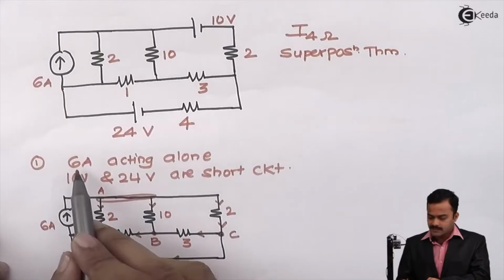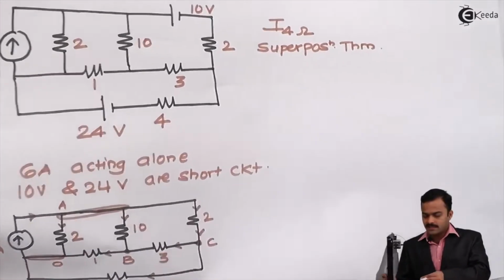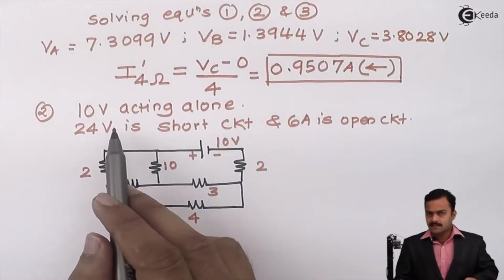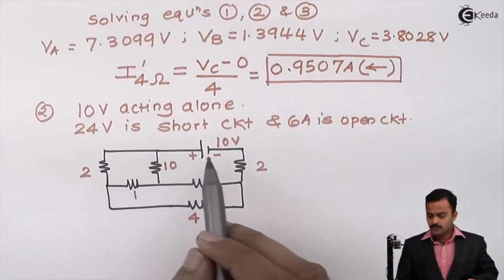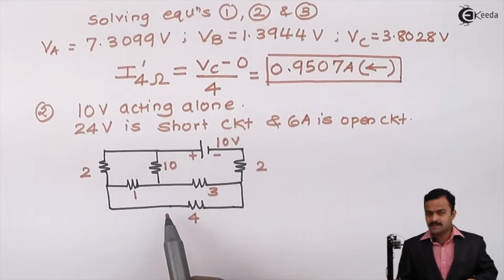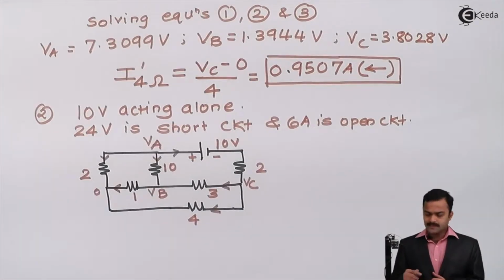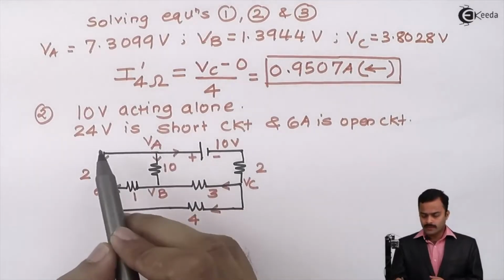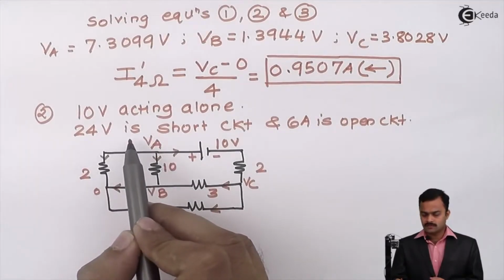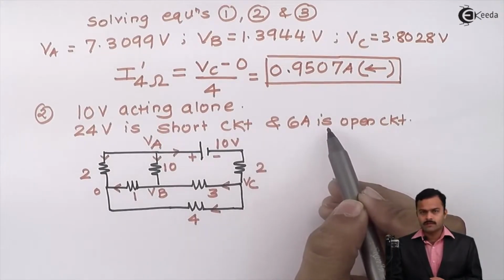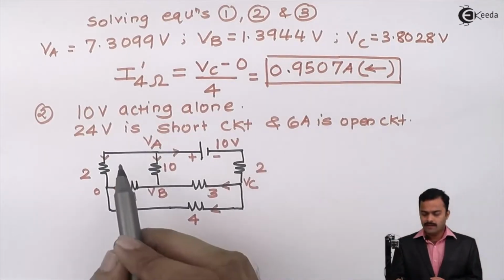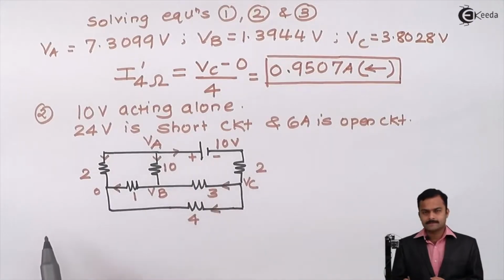One important thing I would like to discuss: if you see the circuit that I got whenever I consider 6 ampere acting alone and the circuit when I consider 10 volt acting alone, as far as the resistance positions are concerned, those positions are absolutely the same. So let's consider 10 volt acting alone. So 24 volt is a voltage source, it will be short circuited, and 6 ampere a current source will be open circuited. So I will get a circuit diagram like this.